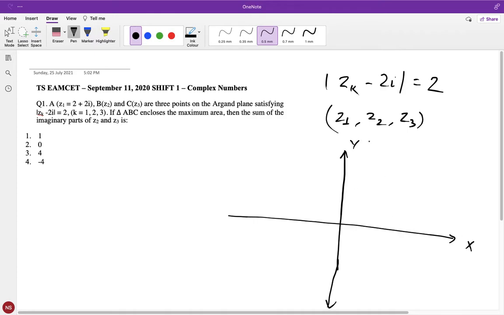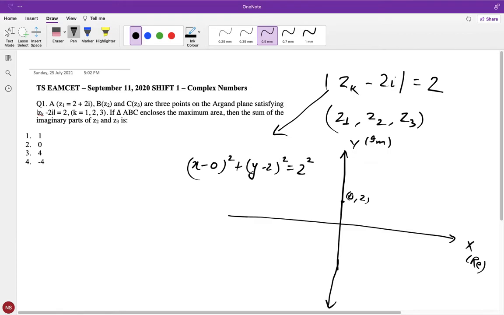This is the x-axis, the real axis, and this is the y or imaginary axis. (0, 2) is the center, since it is 2i, so the real part of the center is 0 and imaginary is 2. Or I can write it as (x - 0)^2 + (y - 2)^2 = 2^2. So the radius is 2 and the center is (0, 2). So this is the equation of this circle.